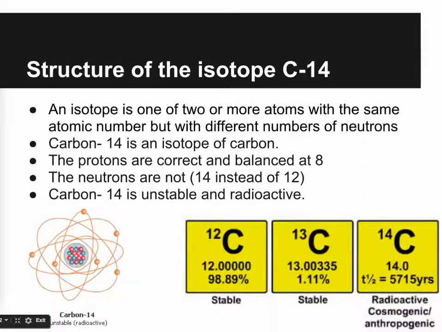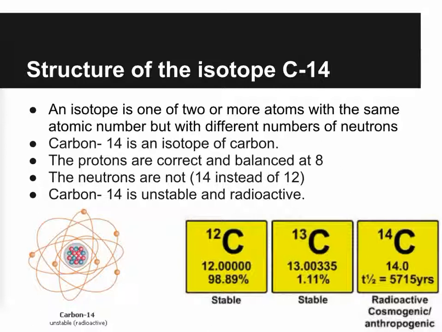The first point I will be covering is the structure of the isotope C-14. Before I cover this point, I would like to explain what an isotope is. An isotope is one of two or more atoms with the same atomic number but with different numbers of neutrons.